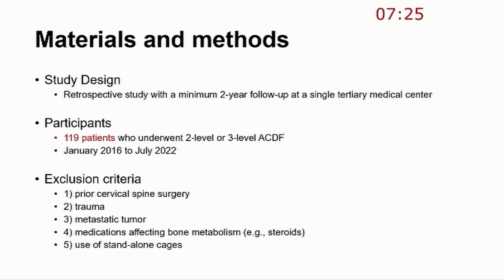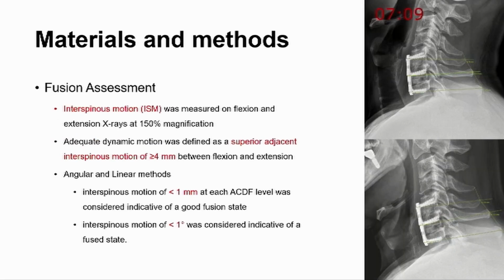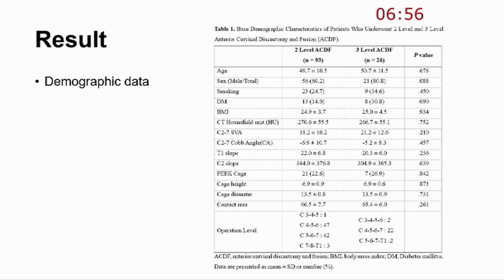Our study is a retrospective study with a minimum 2-year follow-up at a single center. My patients are 119 patients who underwent 2-level or 3-level ACDF surgery, and the exclusion criteria are like this. Previously I mentioned that I checked the motion and fusion in the flexion-extension X-ray; interspinous motion under 1 millimeter means a good fusion state. And this is our result. 2-level ACDF patients were 93, and 3-level ACDF were 26 cases.